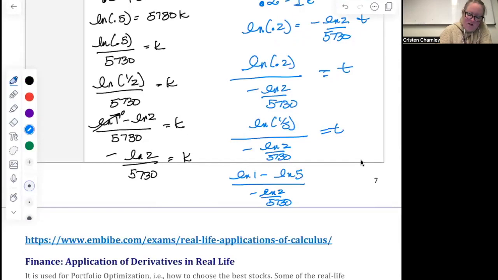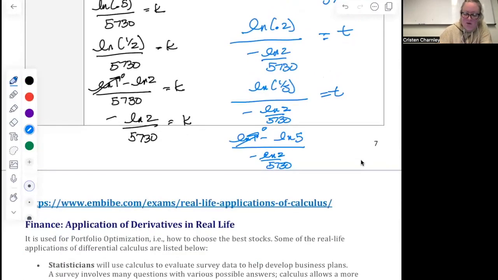Natural log of 1 is 0. My two negatives would cancel out. The 5730 would come to the numerator. So this would be 5730 natural log of 5 over the natural log of 2. Fun with logs. So you could get me a decimal number. I think it's around 13,000 if I remember correctly, but that is your time.